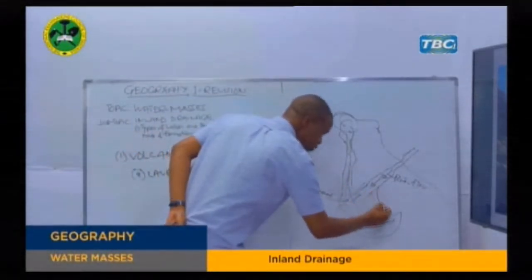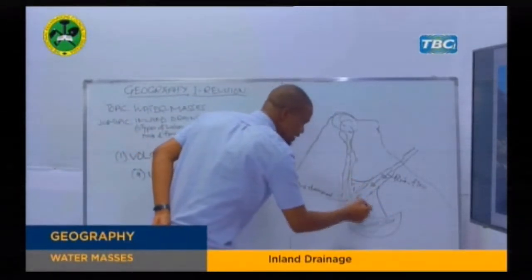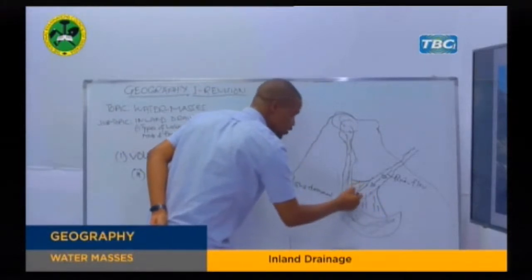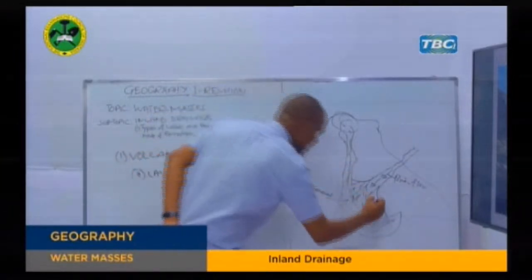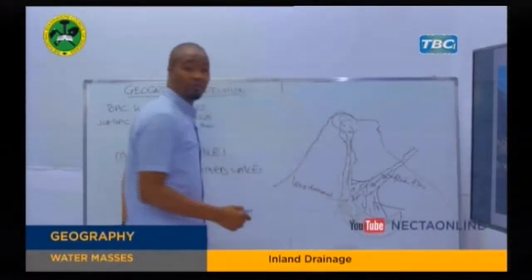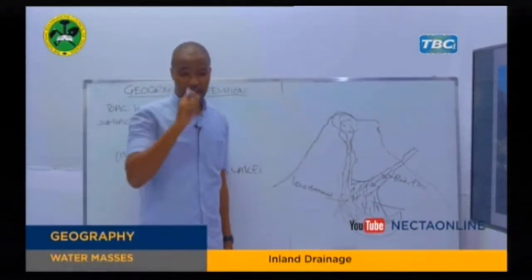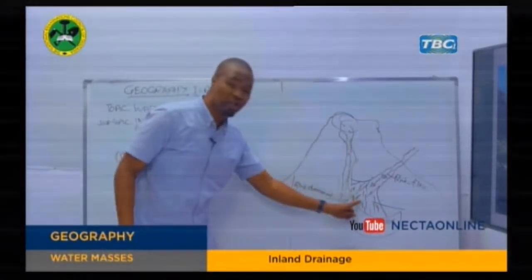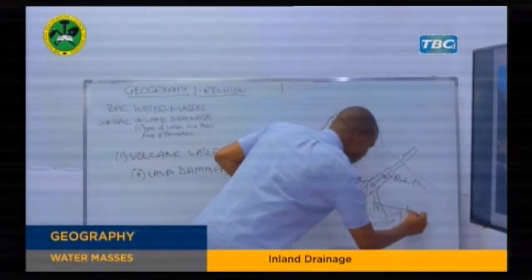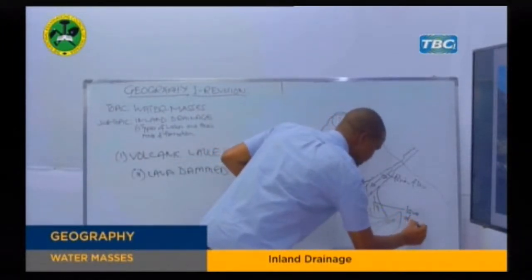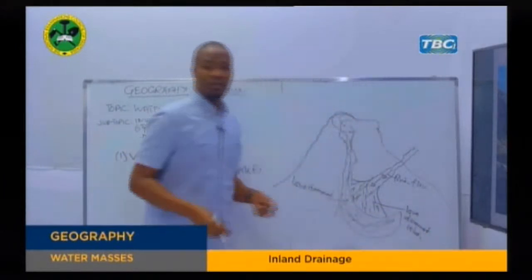Automatically there will be the accumulation of water at this point right here. See, caused by what? The accumulation of lava at this point. So the accumulation of water on top of the land, we call it a lake. So this, in general, we call it the lava dam lake. Okay, thank you very much.